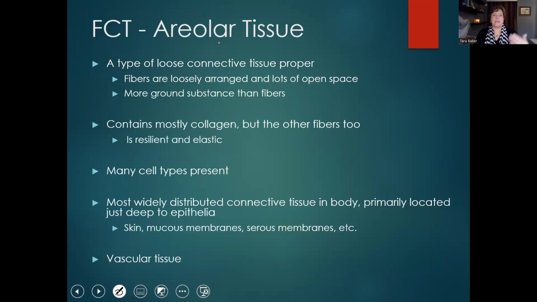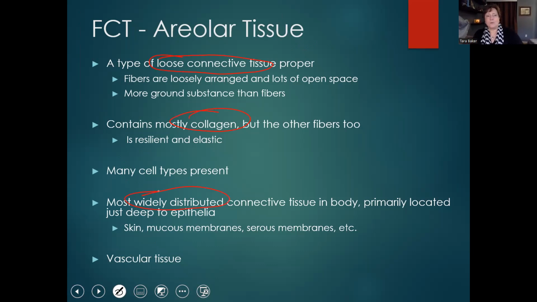All right, so now we're going to go through the individual specific types of fibrous connective tissue. The first one is areolar tissue, and this one is the most common type of fibrous connective tissue. It is loose connective tissue, which means that if we look at it, we see fibers, but then we see a lot more ground substance. So it's loose fibers together. Most of the fibers are collagen, but then we can have a little bit of elastic too. It is the most widely distributed, which means it's the most common.